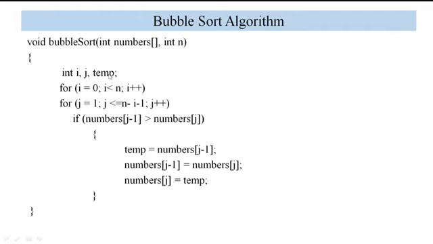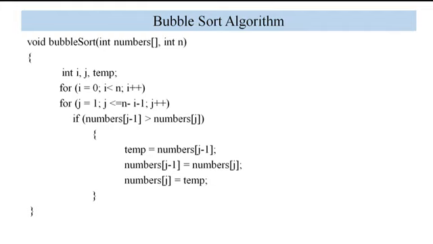Basically, in bubble sort there are two loops required, one for the pass, as I explained in the earlier example, and another for the iteration. So for the pass we have declared variable i, and for iterations within the pass I have declared variable j, and temp is another variable which is required to store the data temporarily while the swapping process is being performed.